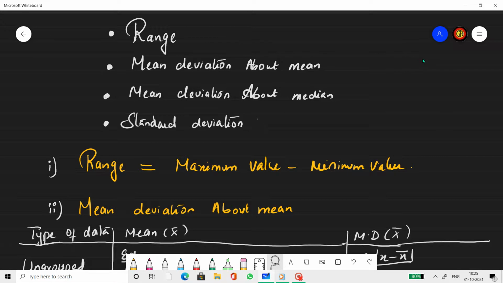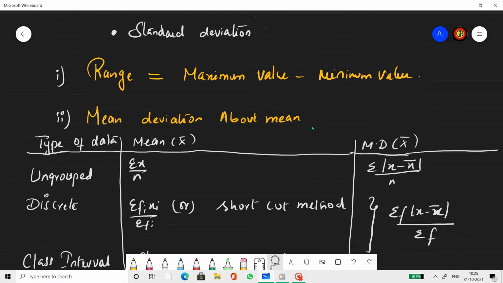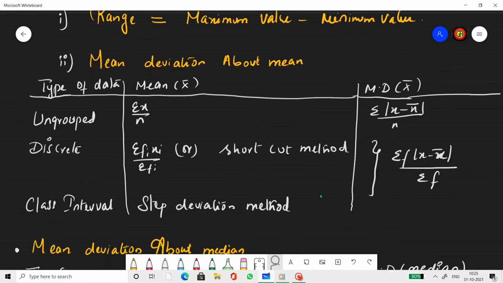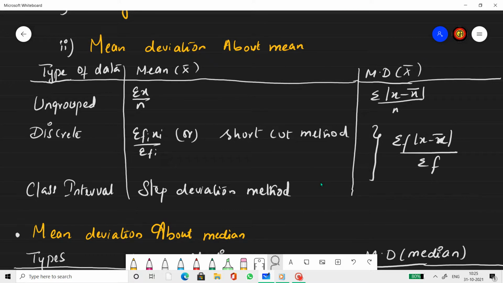Mean can be found in many ways based on the type of data. Likewise, median can also be found in many ways based on the type of data. So we first have to know the way to find mean and median. Only then can we start the mean deviation or median deviation, mean deviation about mean or mean deviation about median. So here I'm going to explain all the formulas that we are going to use.